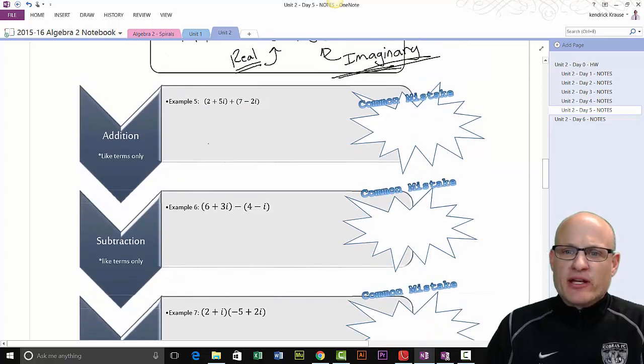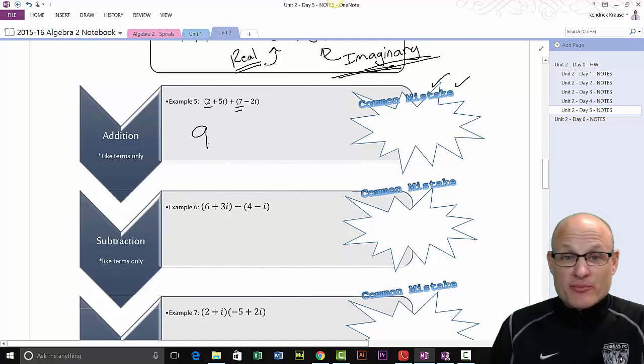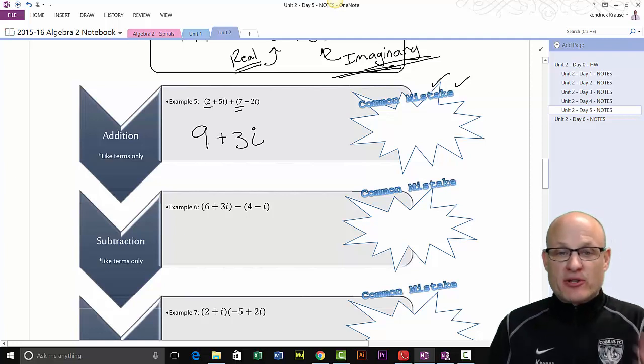I don't know these common mistakes. We'll talk about those a little bit. There's a few mistakes you can make. Common mistakes made here. Let's see. So what you do is you add the real parts up. That's 9. And you add up, or subtract in any case, the other part. Well, that's 5i minus 2i. So that's plus 3i. And that's in A plus BI form.